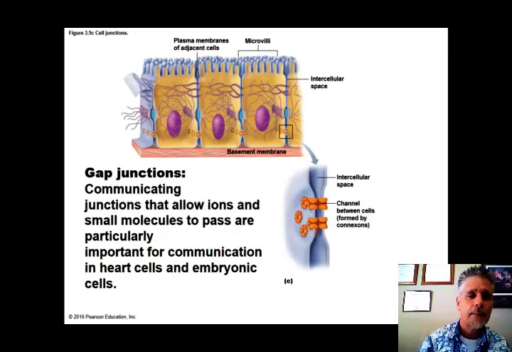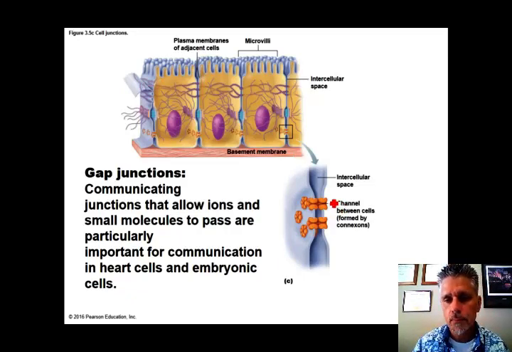Then we also have gap junctions. Now gap junctions are very specialized junctions made out of proteins that do hold cells together, but notice that there's a channel passing through the center of it that allows the movement of particles like ions to move directly from one cell to another. So very important in cardiac muscle, etc.